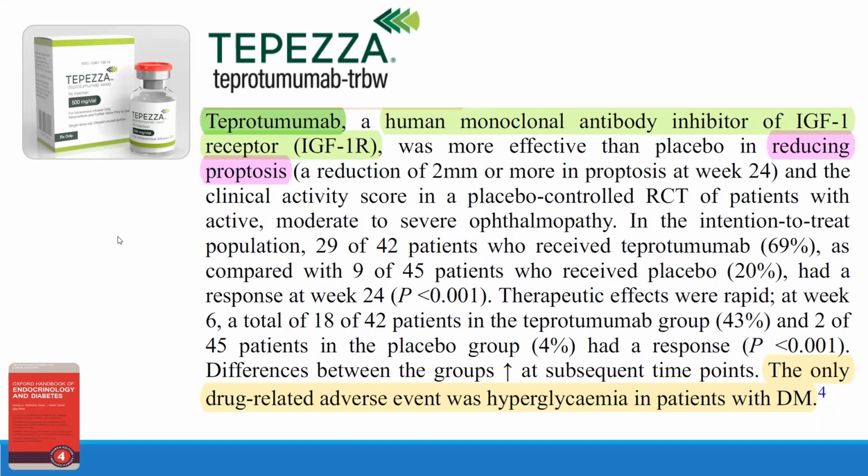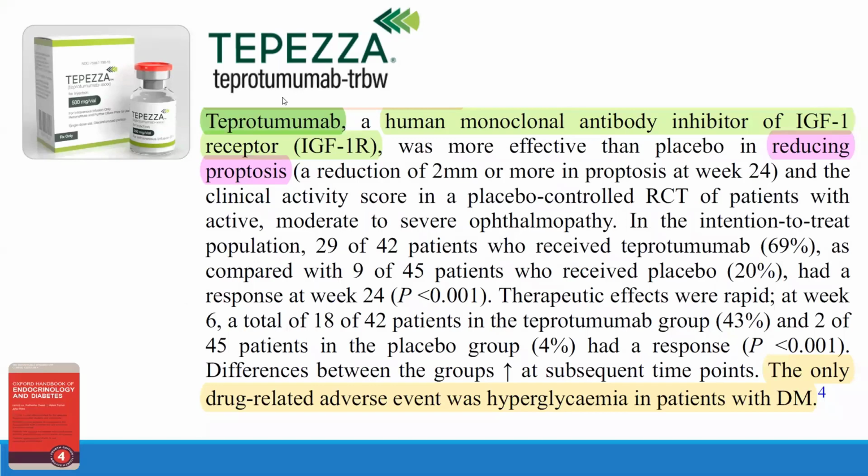This is a very important immunoclonal antibody drug. Teprotumumab is a human monoclonal antibody inhibitor of the IGF-1 receptor, so don't forget that this is its mechanism of action. In the next exam, they will ask a question about this drug, because it is an emerging drug and will reduce proptosis. What is very important to know about this drug is the adverse effect: hyperglycemia. This drug can cause hyperglycemia.